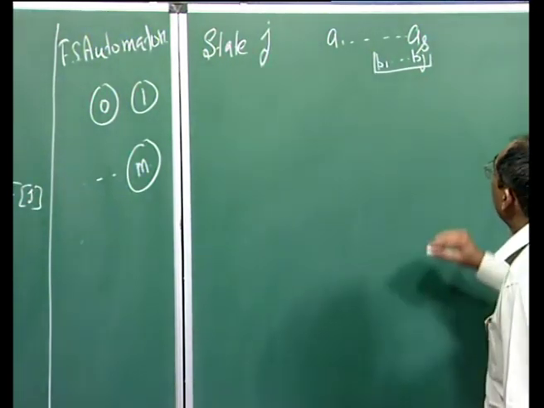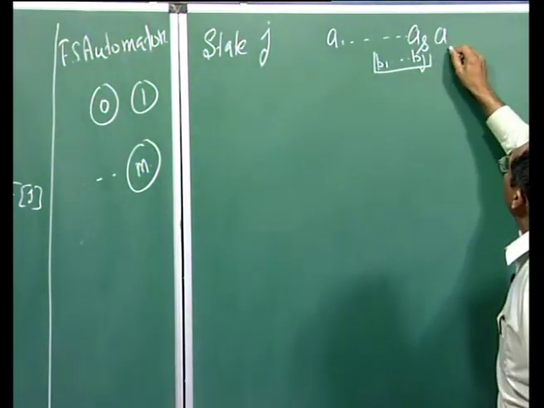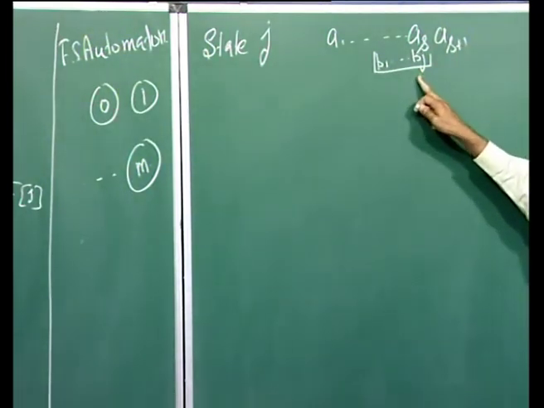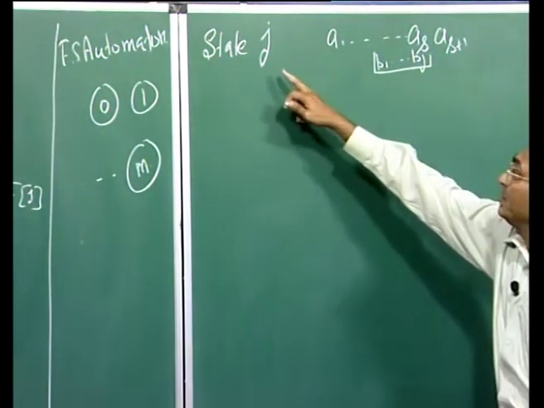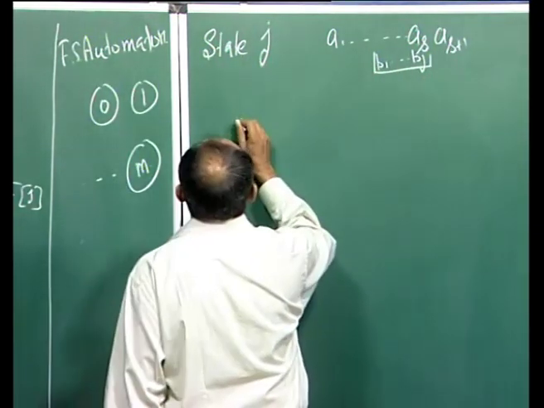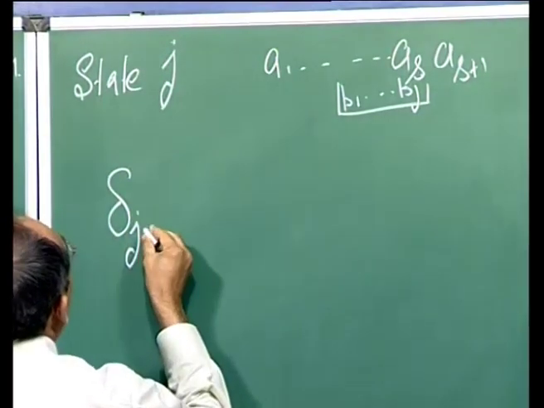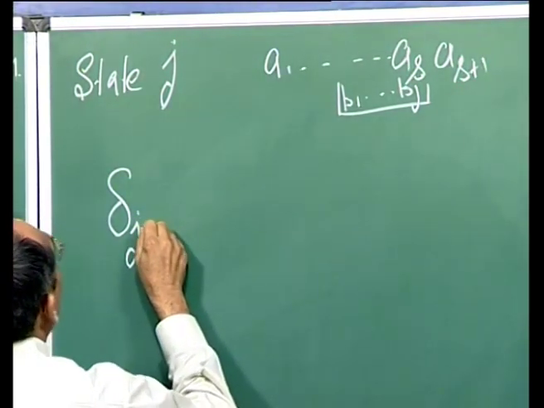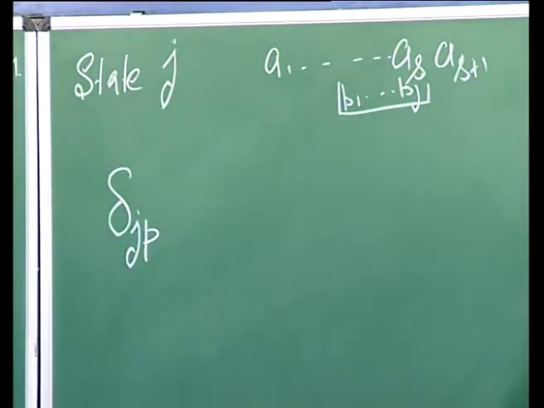And then we will go to the next symbol. If it turns out to be symbol bj plus 1, then I would like to make a transition from j to j plus 1. So, let us define our transition function delta of j and a symbol, let us say p, where p is a symbol in the symbol set.